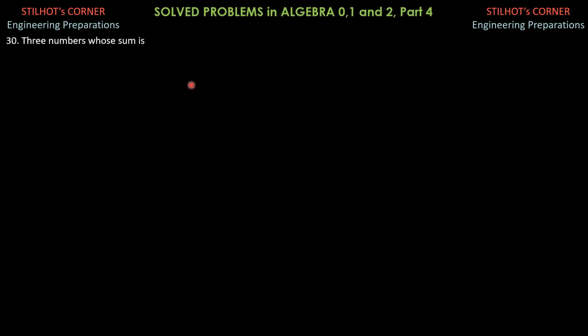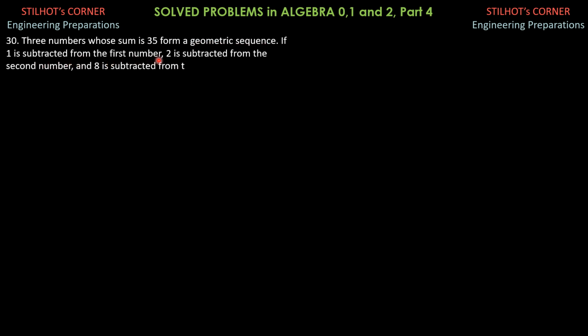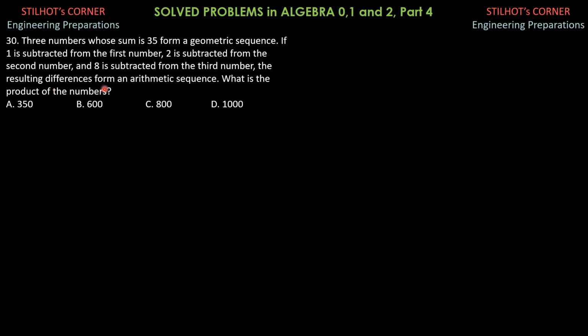Then the last question. Three numbers whose sum is 35 form a geometric sequence. If 1 is subtracted from the first number, 2 is subtracted from the second number, and 8 is subtracted from the third number, the resulting differences form an arithmetic sequence. What is the product of the numbers? Let the numbers be x, y, and z. So x plus y plus z is equal to 35. And we're looking for their product, so the product is x times y times z.